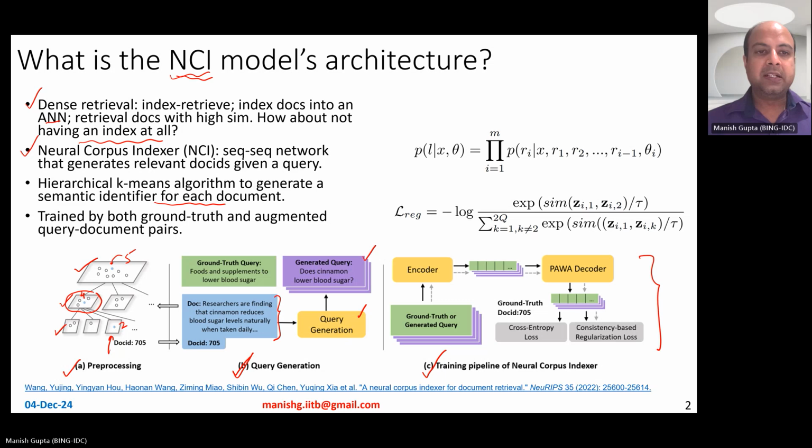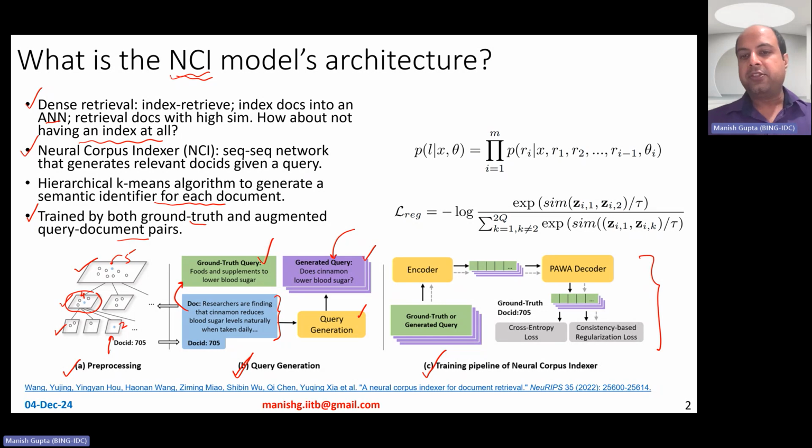Now, the last step in the training is to train on both the ground truth queries and the augmented query-document pairs. There is, of course, a ground truth query for this document, the green one. But then there are also these augmented queries in the purple one, which act as extra additional labeled query-document pairs to train the NCI model.